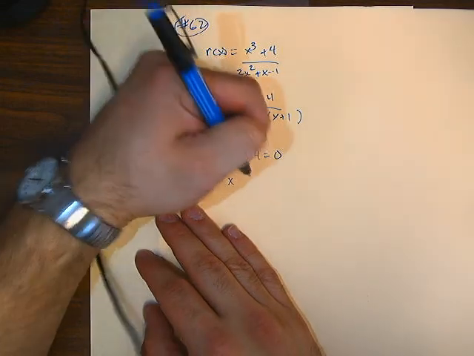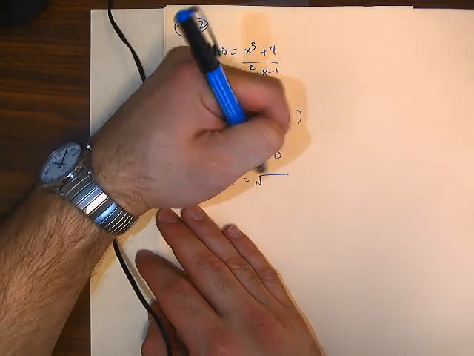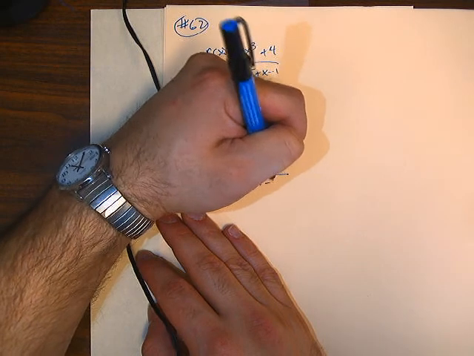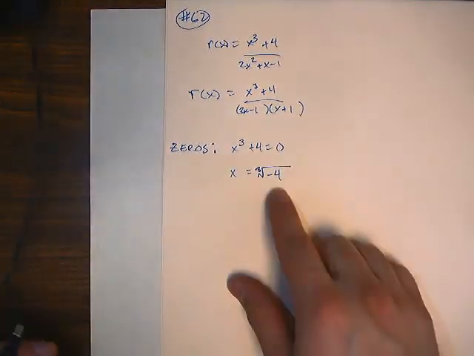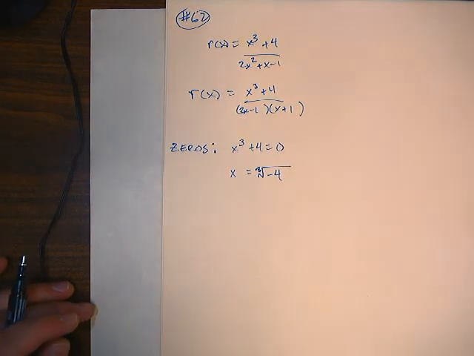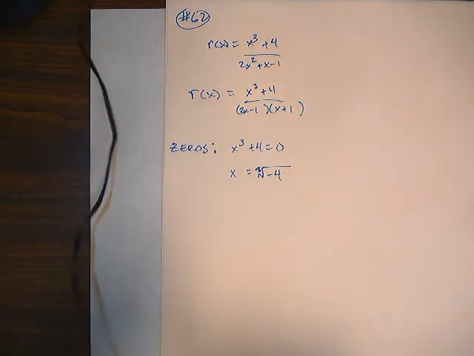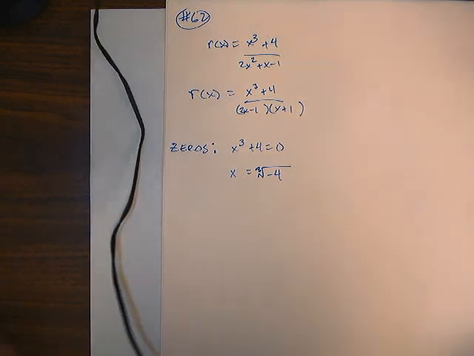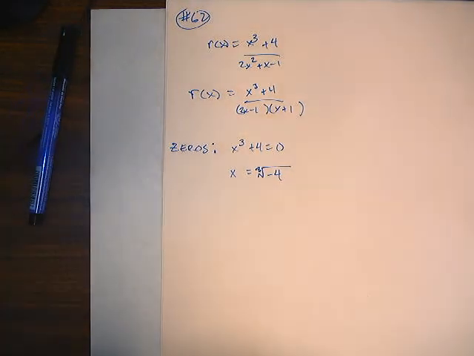That means that x is equal to the cube root of negative 4. Now, the cube root of negative 4 does exist. It's just a number. You can take the cube root of a negative number, but not the square root. So that's the only thing you've got to be careful with here. So that tells us our zeros.